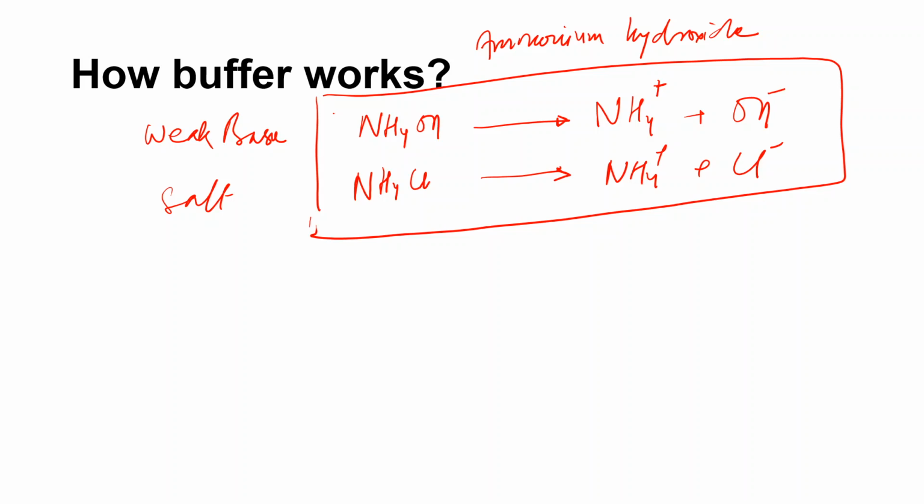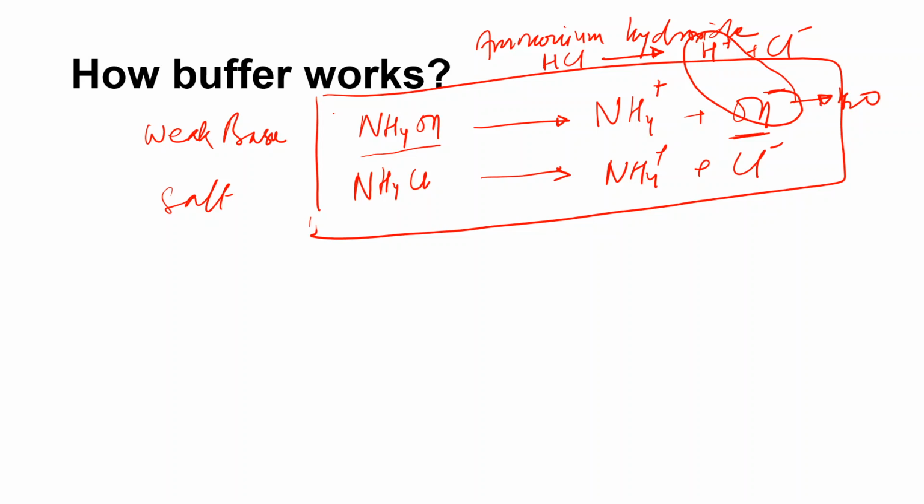Now let's suppose we add an acid to this. Let's suppose we add hydrogen chloride, or HCl. So what will happen if we add HCl? This will be dissociated into H plus proton plus chloride. The proton will combine with hydroxyl and make water. However, some of the ammonium hydroxide will become dissociated and the hydroxyl ion concentration will remain the same.